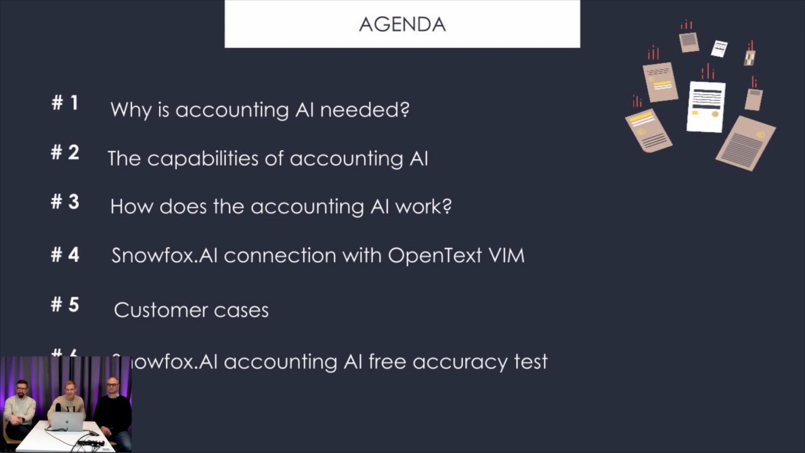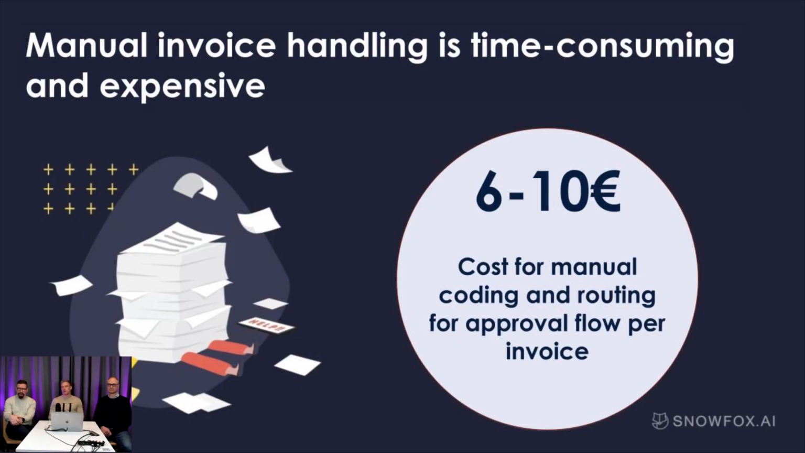So let's begin. First of all, as we all know, manual invoice handling and processing is very time-consuming and expensive work. The industry average is roughly 6 to 10 euros per manually processed invoice. And let's say you are receiving 100,000 invoices and they are manually processed. It's quite an expensive process.